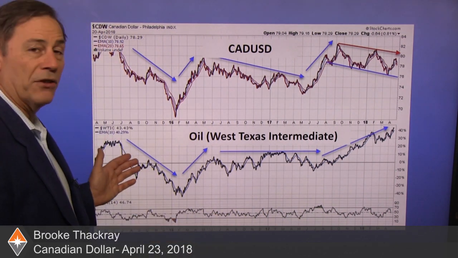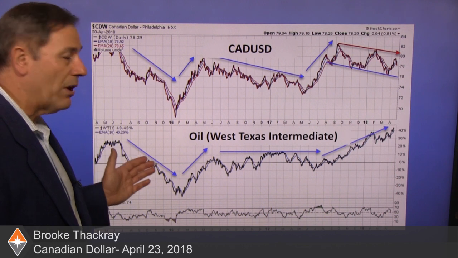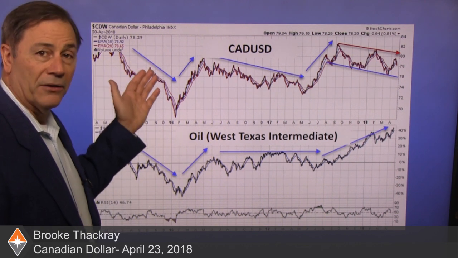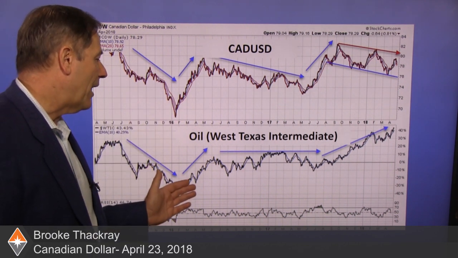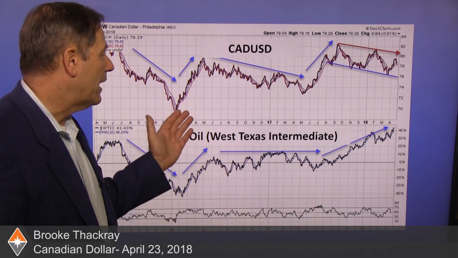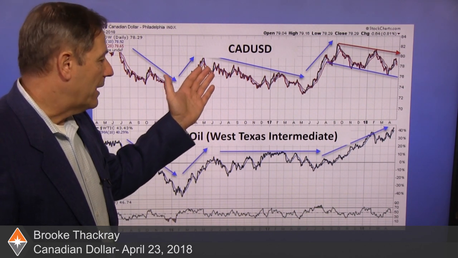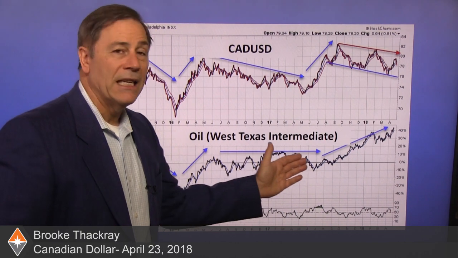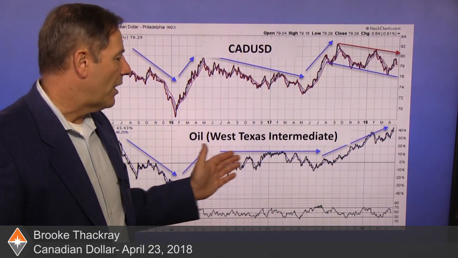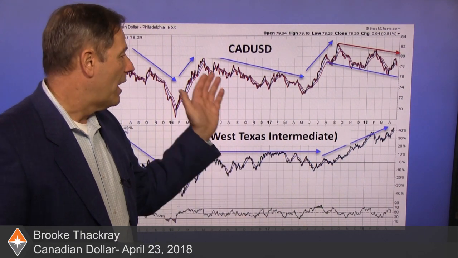If we take a look back here for 2015, we saw the price of oil go down. The Canadian dollar relative to the US dollar went down. Then we saw a rally in 2016 for oil, and the Canadian dollar went up at the same time. Then we saw in 2016 to mid-2017, a flat period for the oil, and the Canadian dollar went down relative to the US dollar.